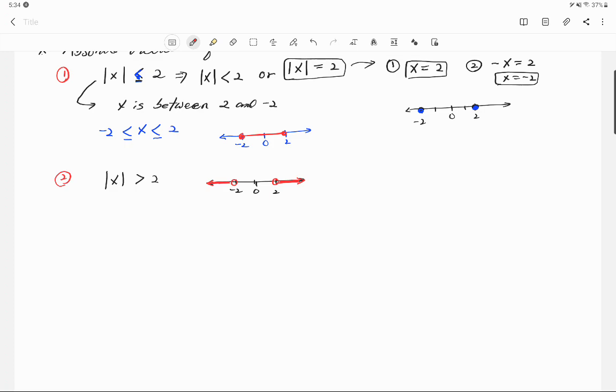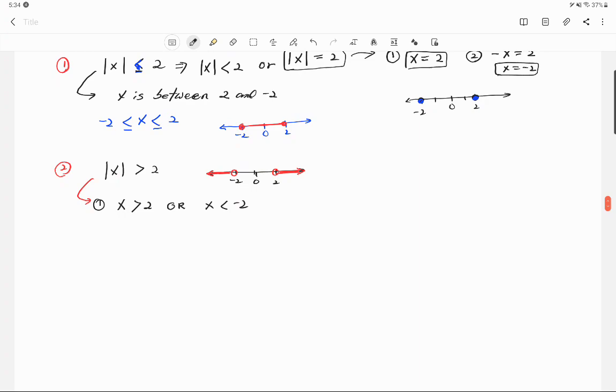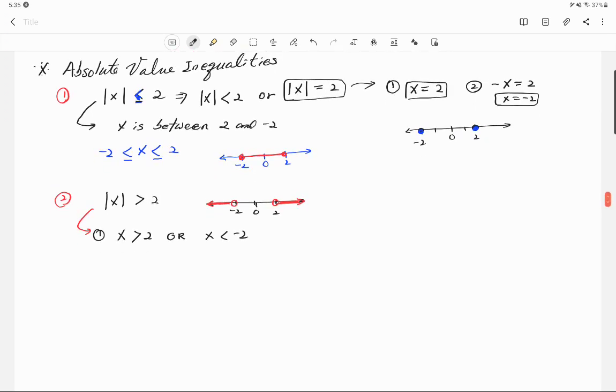It's outside. So this will give you two inequalities. How many inequalities? Two inequalities, compound inequalities. The first one is x is greater than 2, or x is less than negative 2. You have 2 and negative 2, so always change the sign. One is x is greater than the larger number 2, and the other is x is less than the smaller number, negative 2. Always keep this in mind. So we will apply this property.